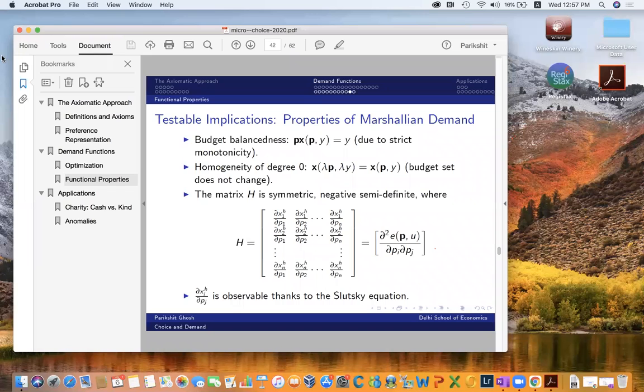So on the face of it, this would look like false advertisement, that I am telling you that these are the testable implications of the theory. In particular, part of the testable implication is that Hicksian demand functions are downward sloping. And then you will say, well, we don't observe Hicksian demand functions. So what have you given us? This is just useless, right?